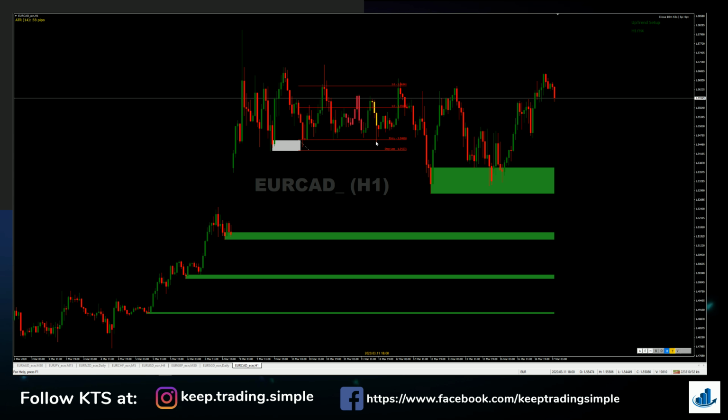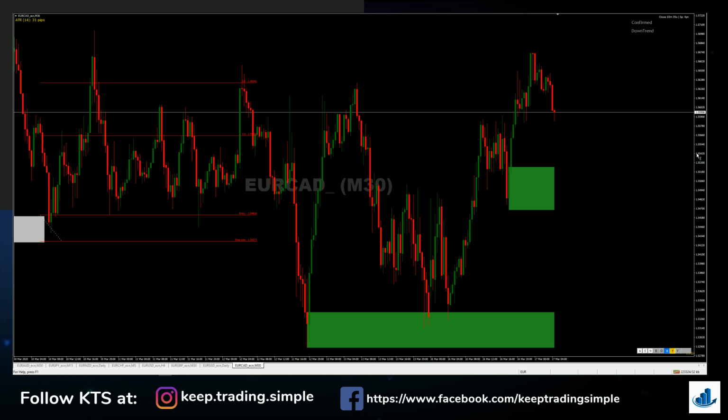I mean, it hit here, hit here, hit here. This was number 4 and broke through. Not a fan of this zone. Right, it worked out well, but I would not have traded that zone. Even on the 30-minute, this is what we're looking for.